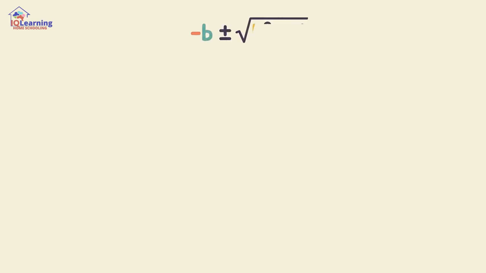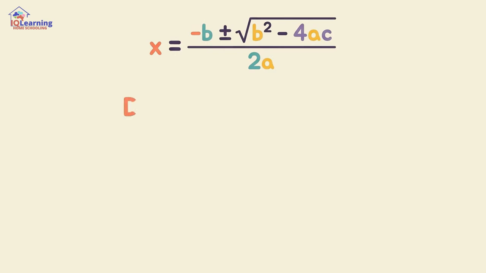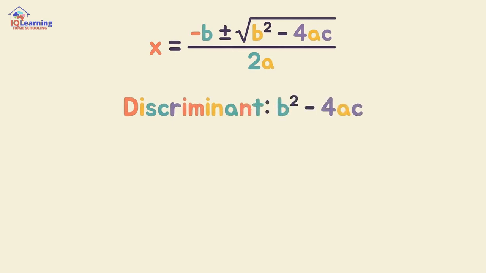Now here is the quadratic formula. X equals negative b plus or minus the square root of b squared minus 4ac all over 2a. The part under the square root, b squared minus 4ac, is called the discriminant. It helps determine what kind of answers we get.